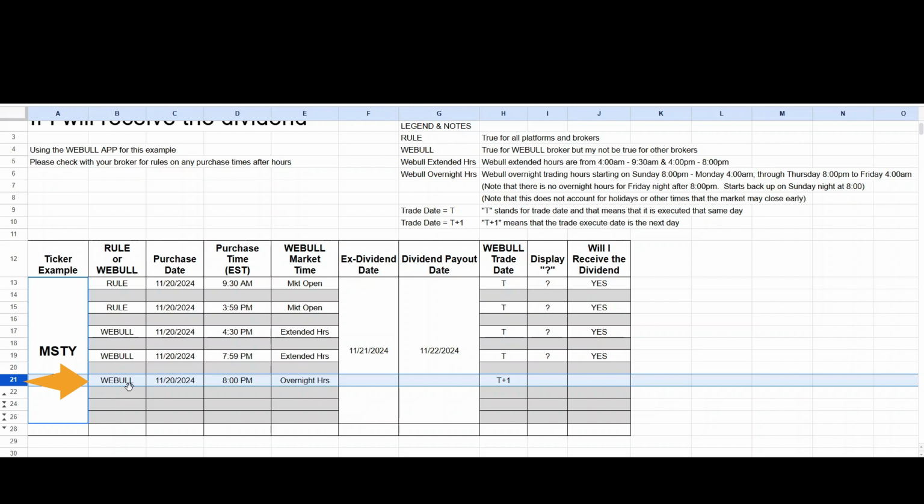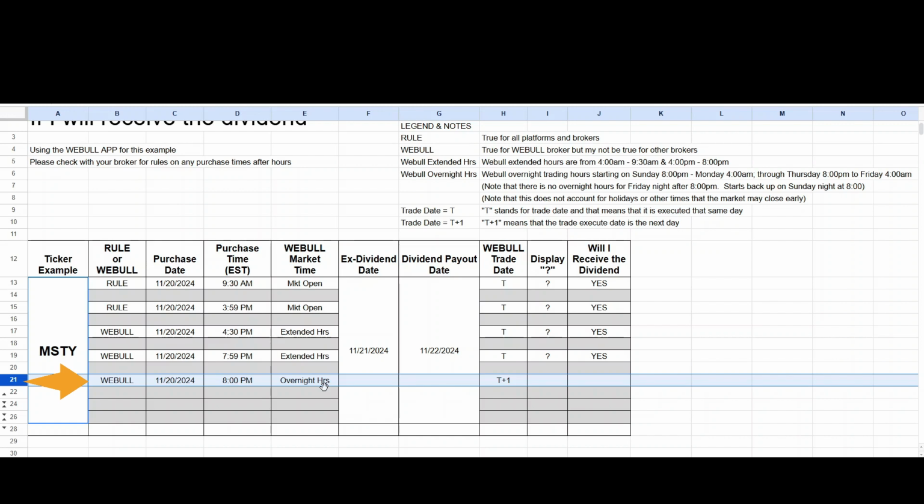So now we have Webull again. So this is Webull only platform. It may be your broker, but you'll need to check. Purchase date is still 11/20, so November 20th. We're still before that November 21st ex-dividend date. It's 8 o'clock p.m., so we are in the overnight hours.